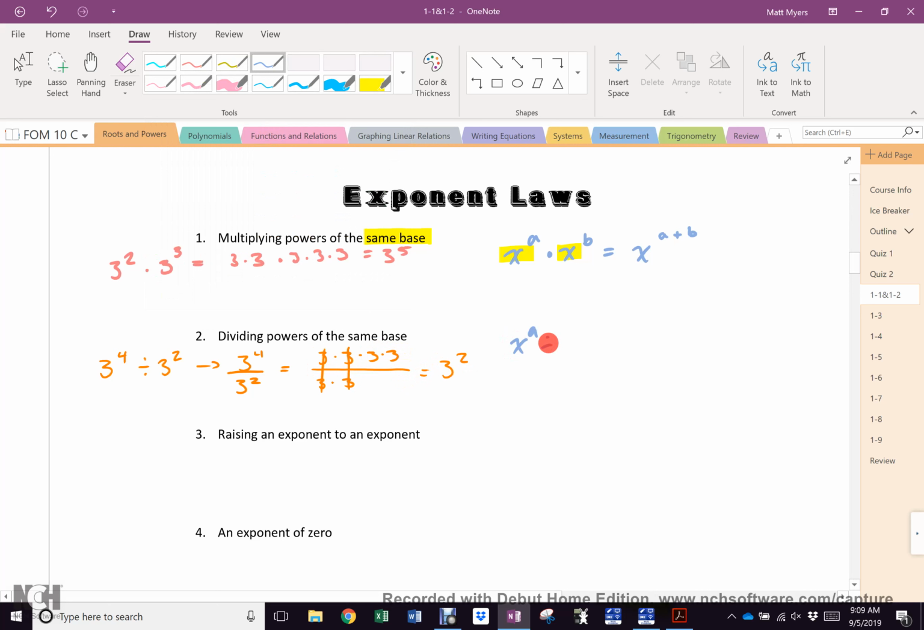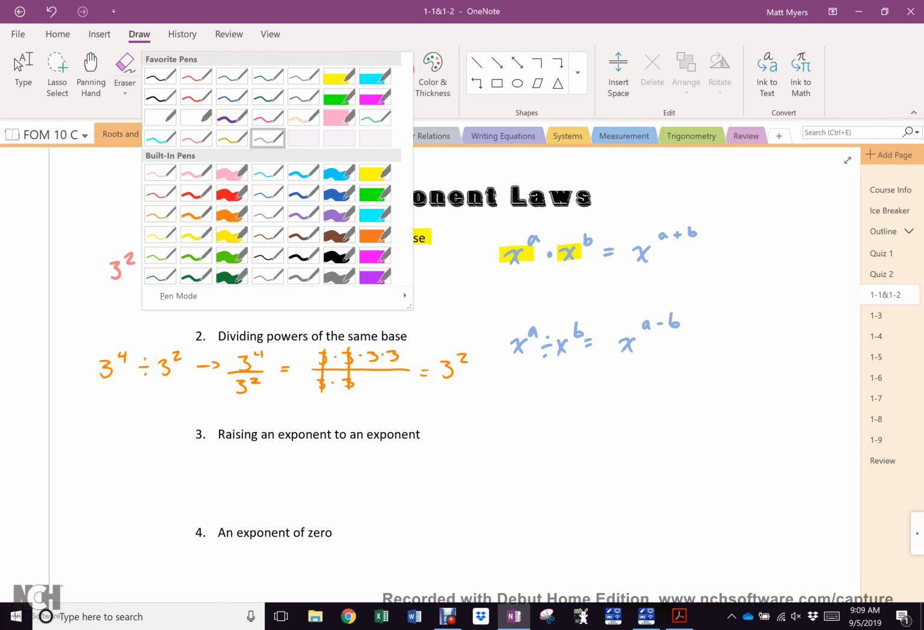So what would be my rule that I would write there? X to the a divided by x to the b is what? A minus b. Easy peasy lemon squeezy, right? It makes sense. Multiplication and division are opposite things. So the shortcut is we would do opposite things. Everybody good? All right. Now the next one. What color am I feeling now? Purple? It's my favorite color.